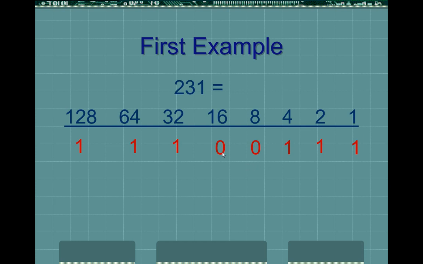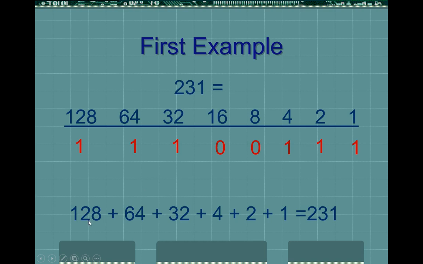To go backwards to prove ourselves that we're right, we take all of these numbers where we have placed a 1 and we add those together. So we would add 128, 64, 32, 4, 2, and 1, and it should get us back to 231 where we started.